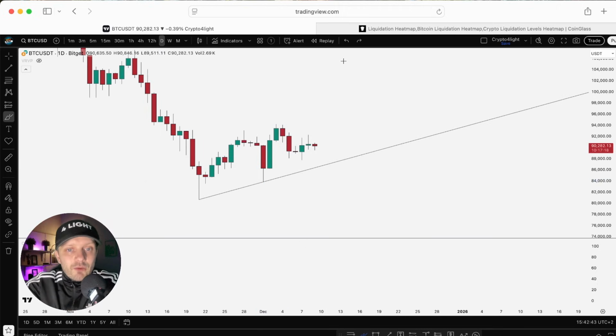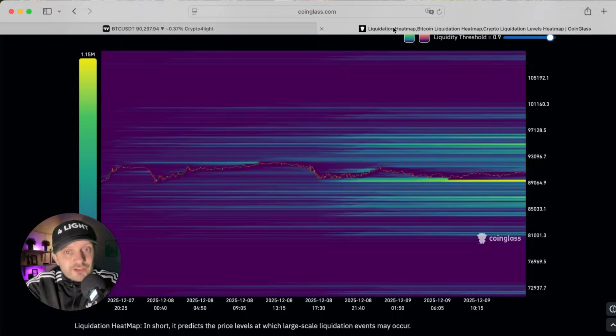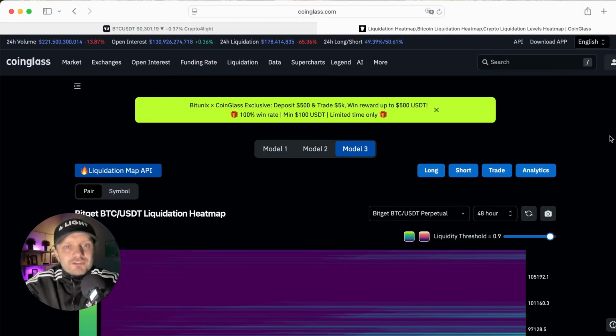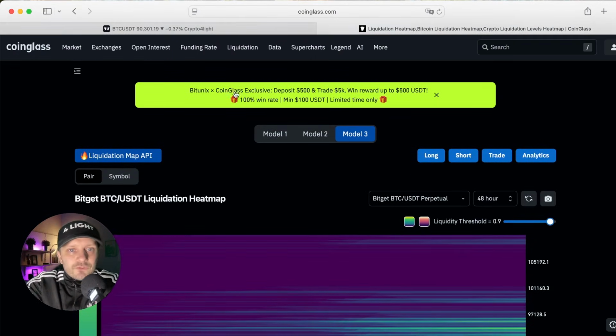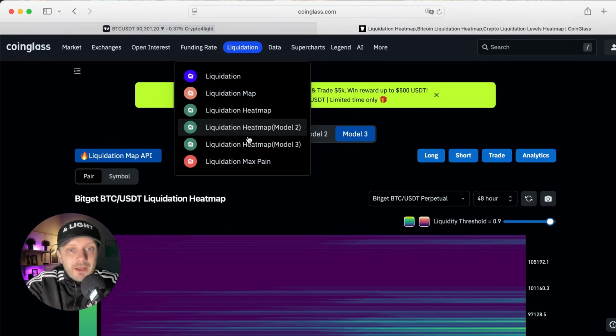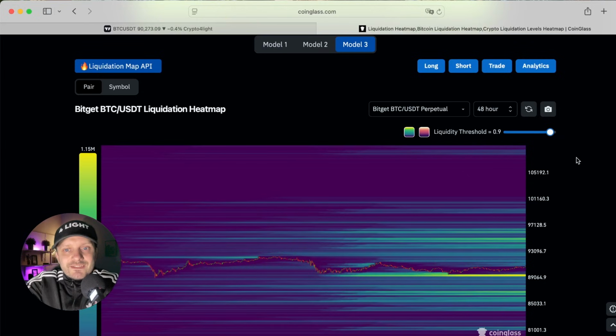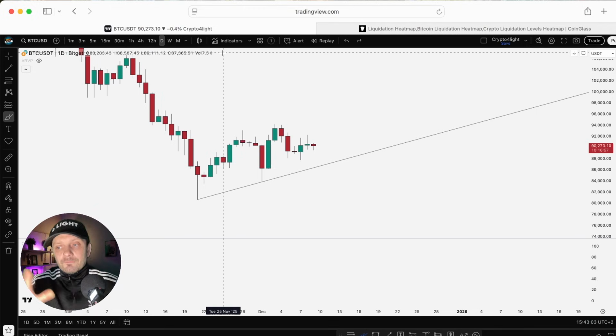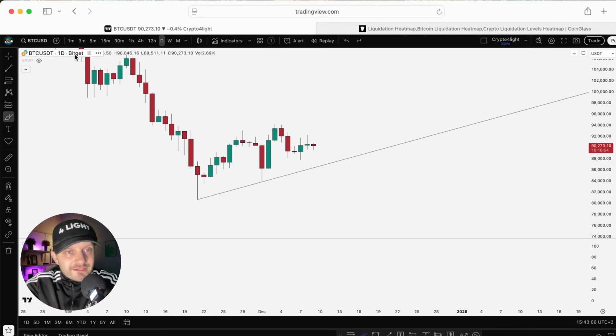All right, that's why we go to the liquidation heat map. I highly recommend you use just a free source like CoinGlass. You can use any of these liquidation heat map models, it can be the first, second, or third one. And you need to use the liquidation levels, especially on the exchange that you're looking for, because of different volume.